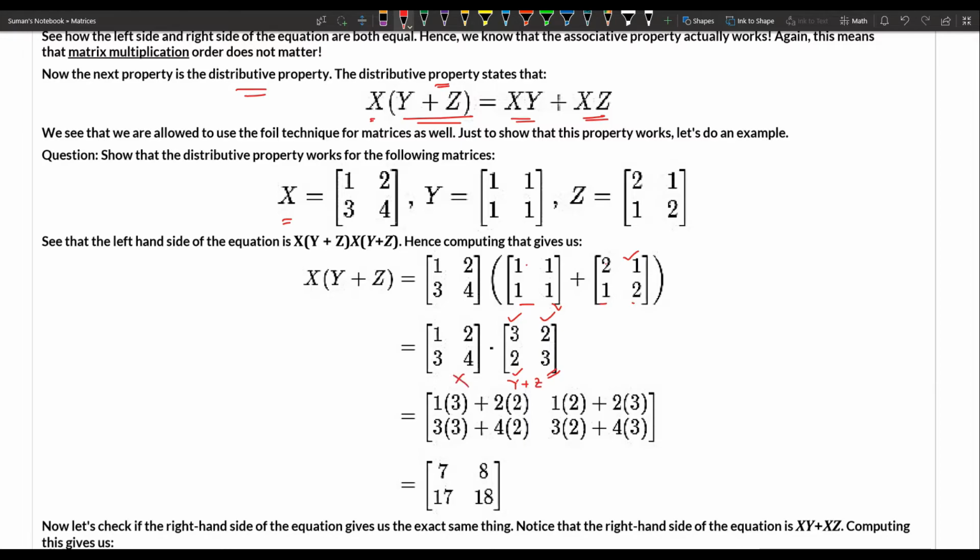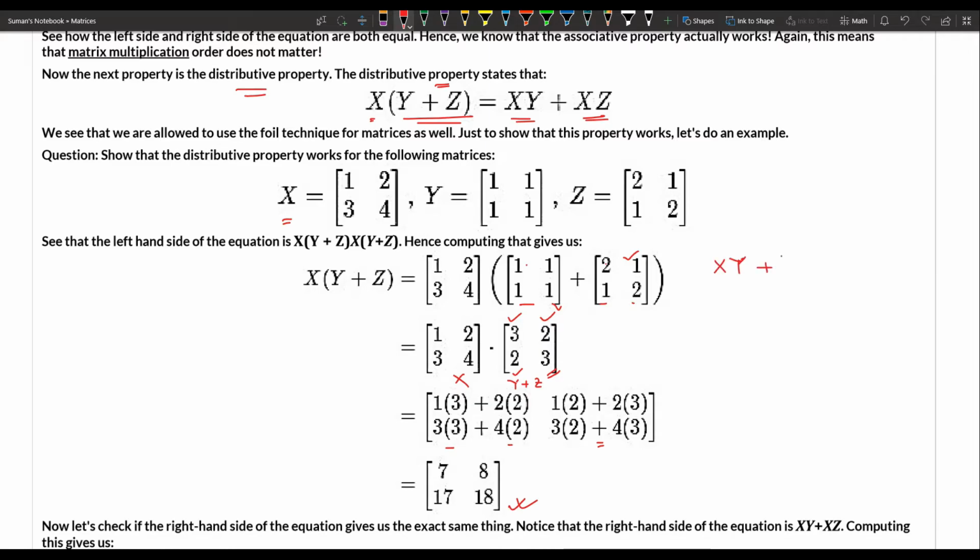Now it is multiplying with x. So 1 into 3 plus 2 into 2, 1 into 2 plus 2 into 3, 3 into 3 plus 4 into 2, and 3 into 2 plus 4 into 3. So we are getting the result as 7, 8 and 17, 18. Let's check whether that is true for xy plus xz or not.